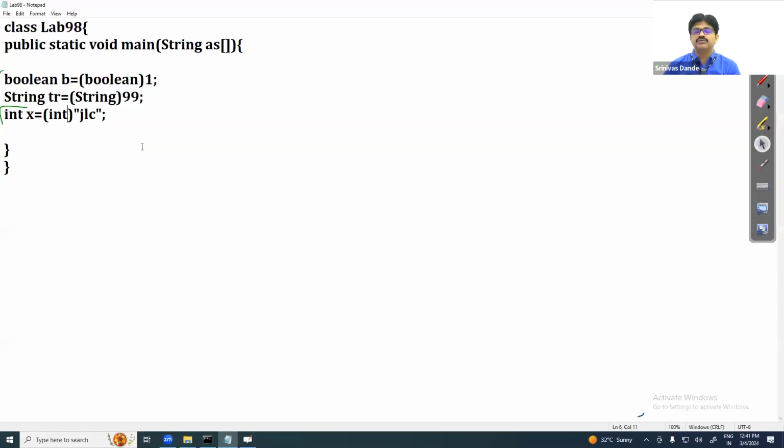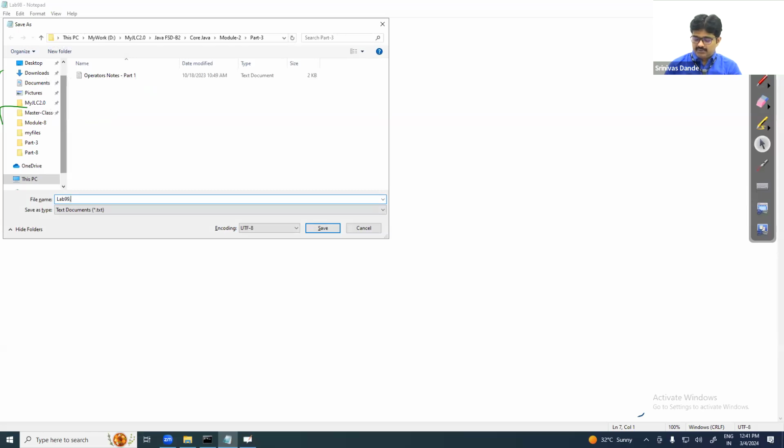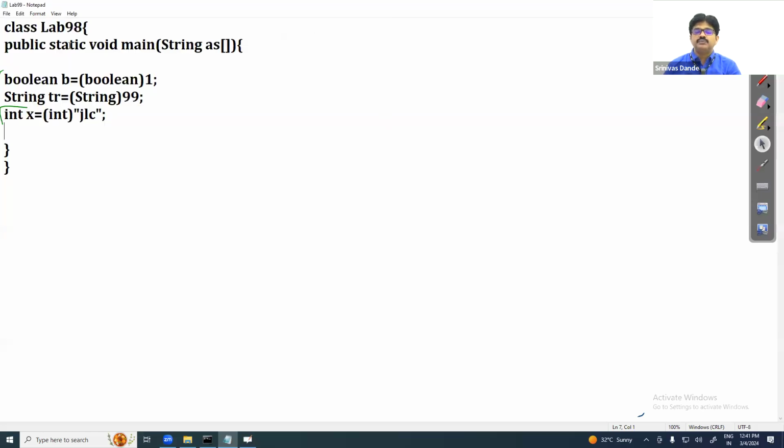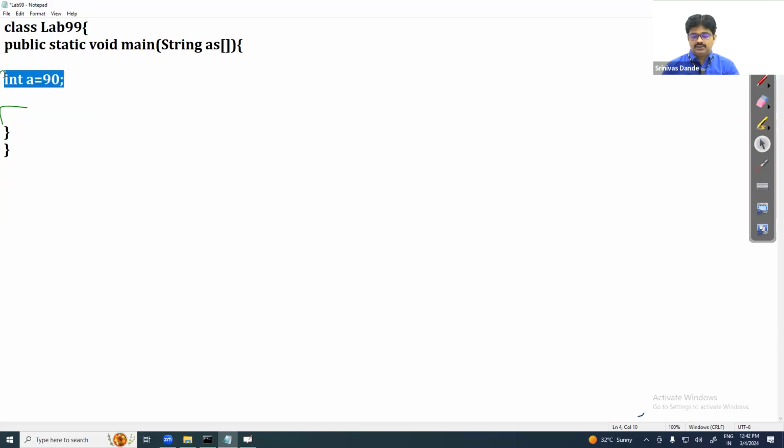So previous session we have done lab 98. Now lab number 99. So in this we'll do int a equals to a simple value as 90. Print it. So currently a value is 90.